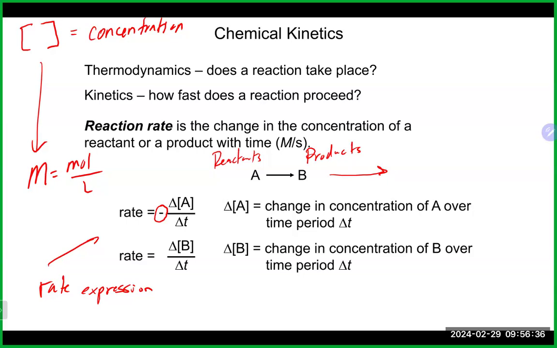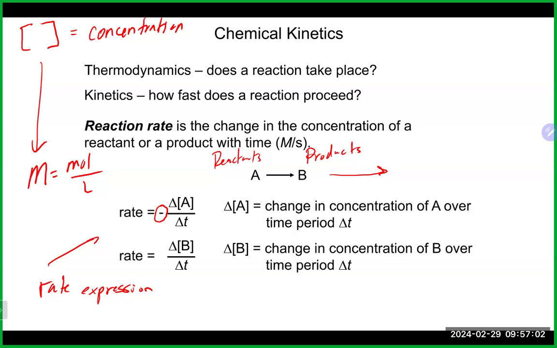Now, when we go to B, we could write another rate expression for B, which is the change in the concentration of B. And that's what the little triangle or delta symbol means, change. The change in the concentration of B over the change in time. And there is no negative there on our product side. That is because we would expect, as we just talked about, the amount of B to be increasing with time.